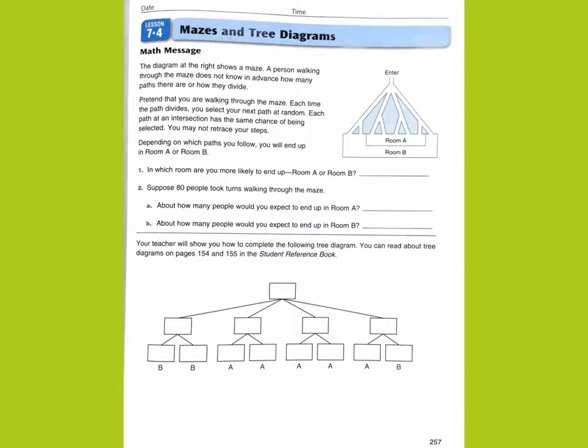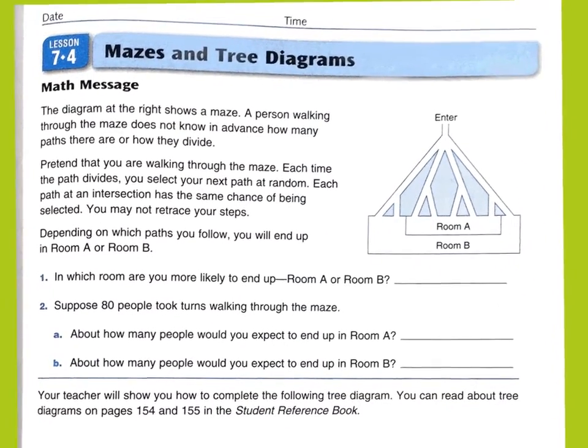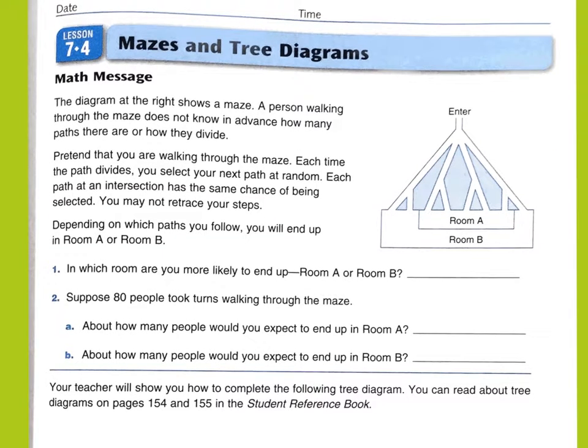Looking at Math Journal page 257, we're going to look at this whole page together. Let's start with the math message at the top. The diagram at the right shows a maze. A person walking through the maze does not know in advance how many paths there are or how they divide. Pretend that you are walking through the maze. Each time the path divides, you select your next path at random. Each path at an intersection has the same chance of being selected. You may not retrace your steps.